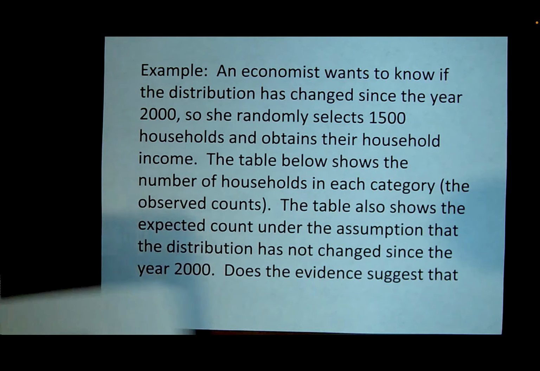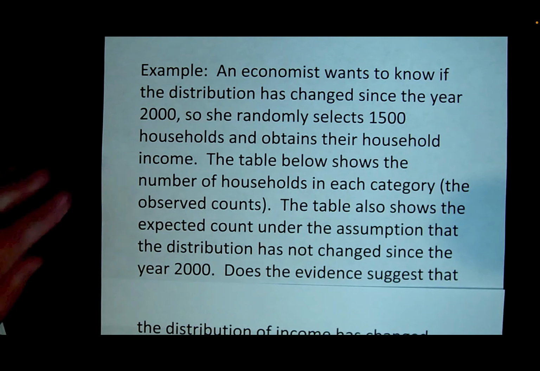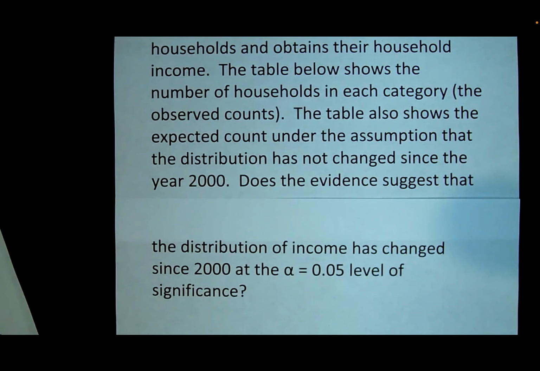The table below shows the number of households in each category, the observed counts, and also the expected counts under the assumption that the distribution has not changed since the year 2000. And then we want to know, does the evidence suggest that the distribution of income has changed since 2000 at the alpha equals 0.05 level of significance?